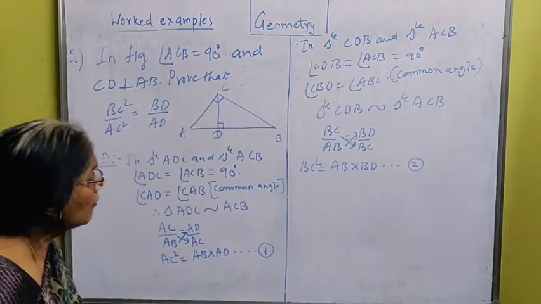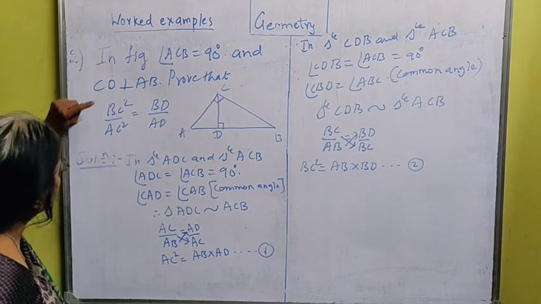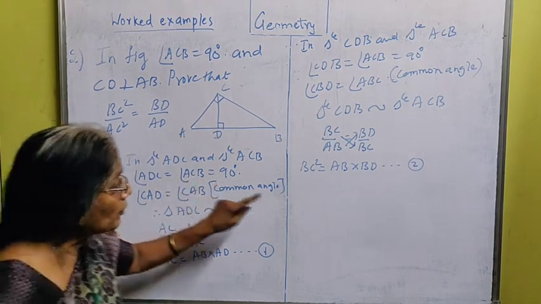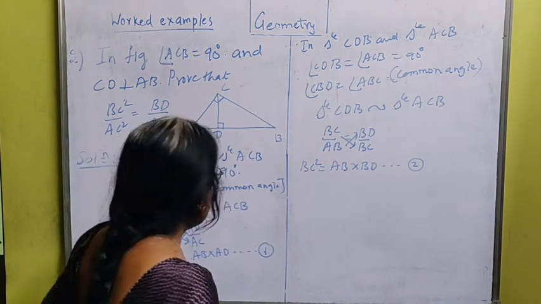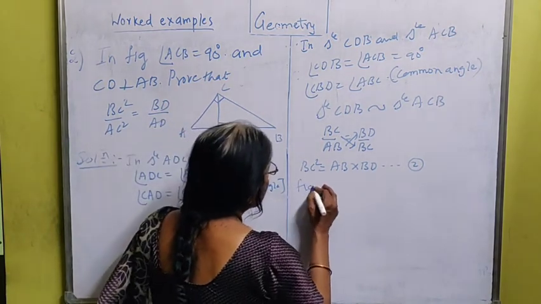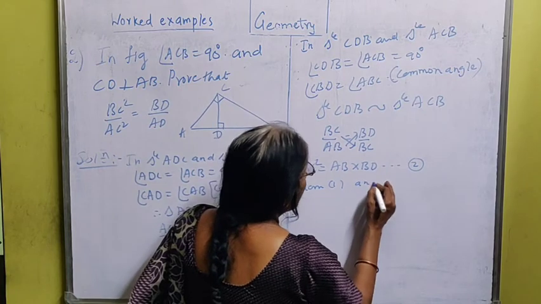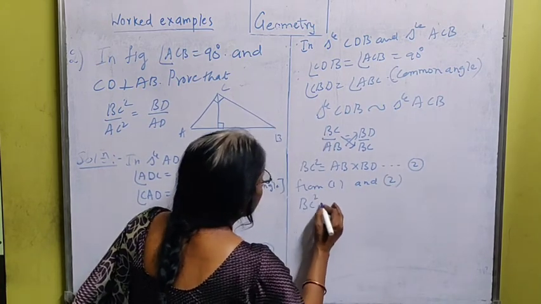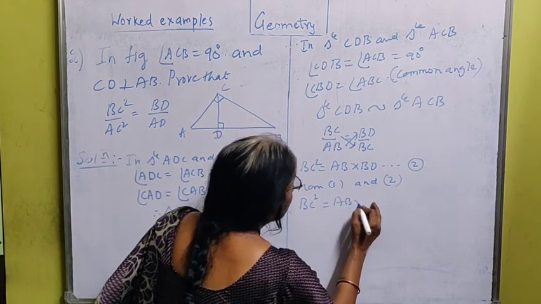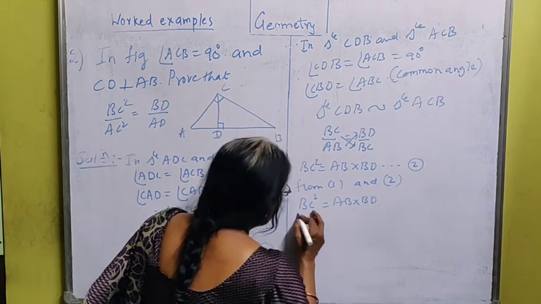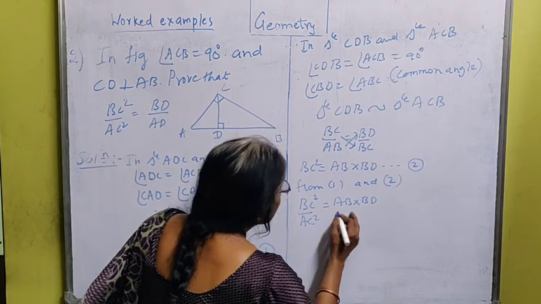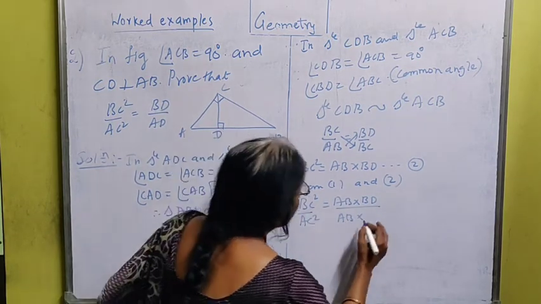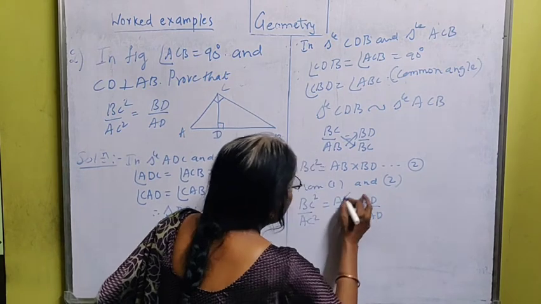Now from 1 and 2, first I am going to take BC square and then I am going to take AC square. So I am going to take BC square by AC square. So from 1 and 2, what shall I write down? BC square is equal to AB into BD divided by AC square is equal to AB into AD. So what happened? AB cancelled.